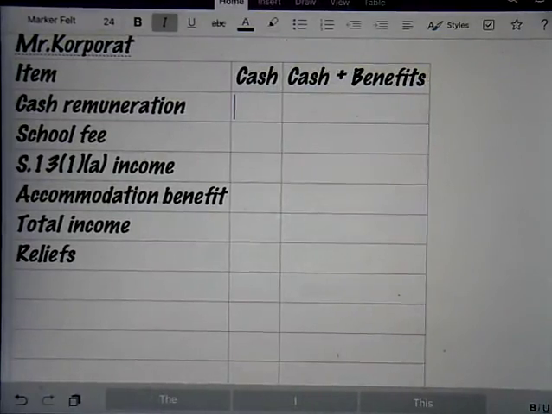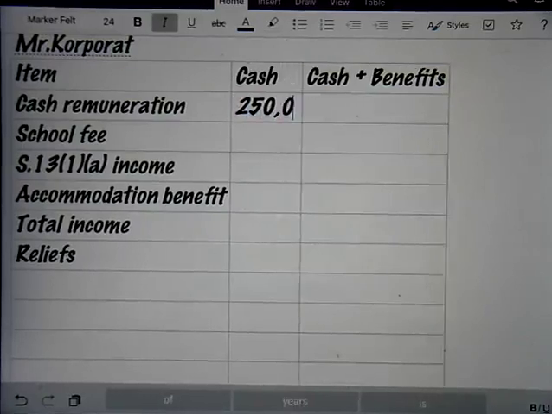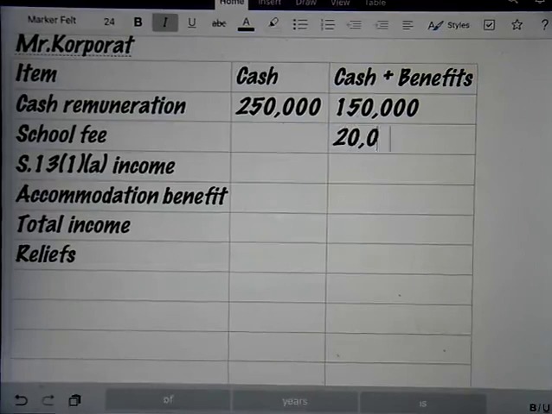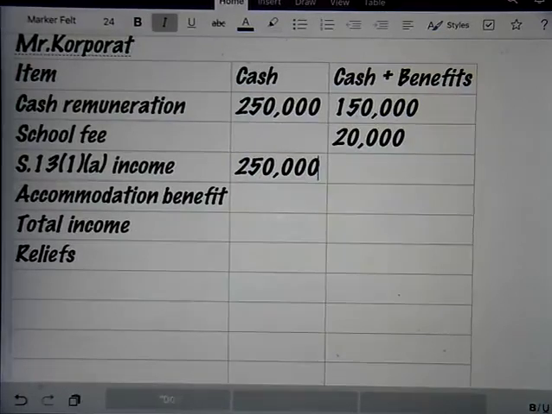Cash alone will be 250. And cash and benefit will be 100 and school fees will be here. Perquisite. Remember perquisites? You have to add it back. So here it becomes 250,000, 170,000. Does that make sense?